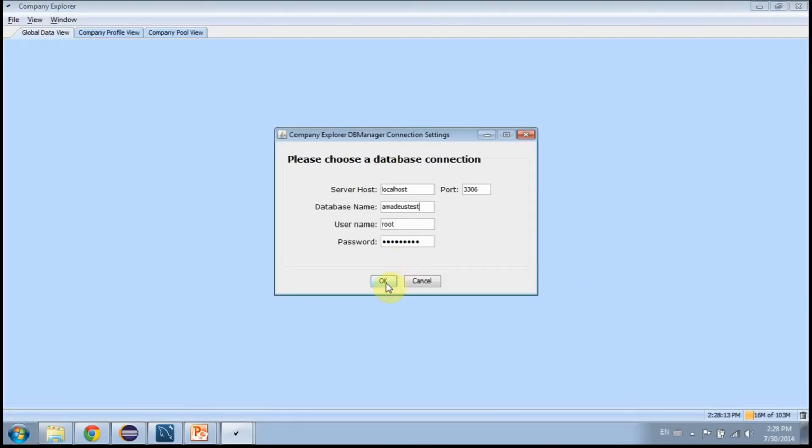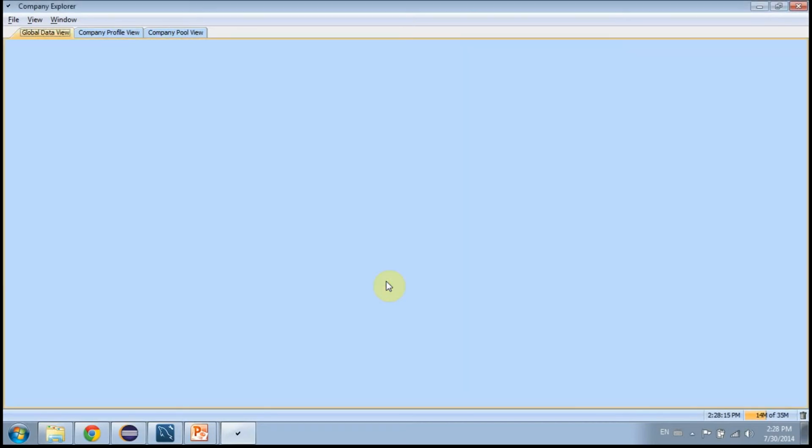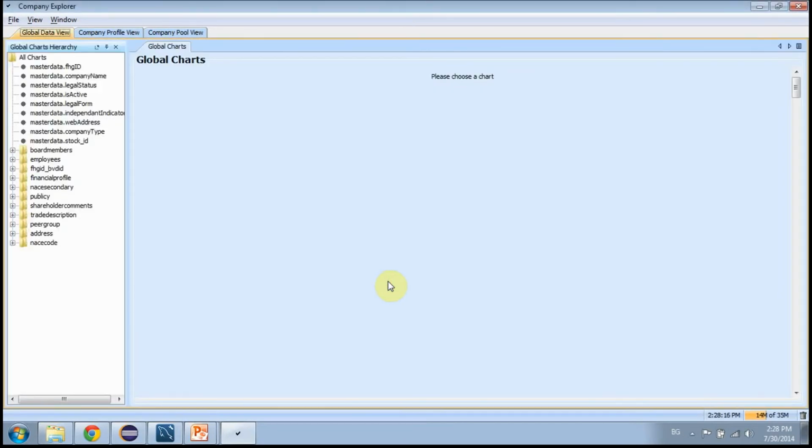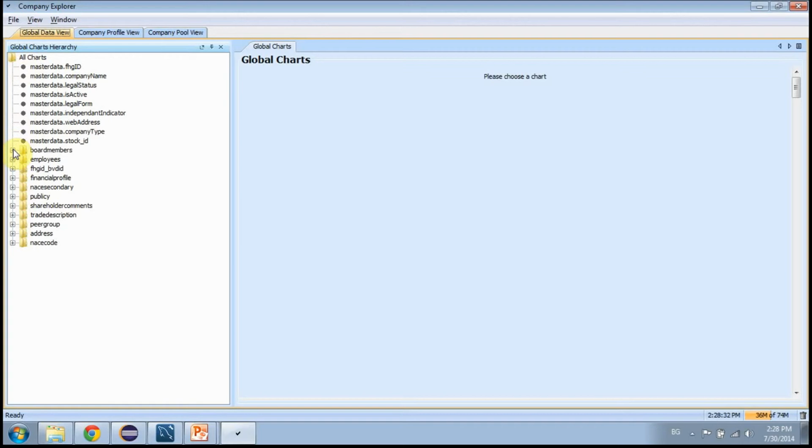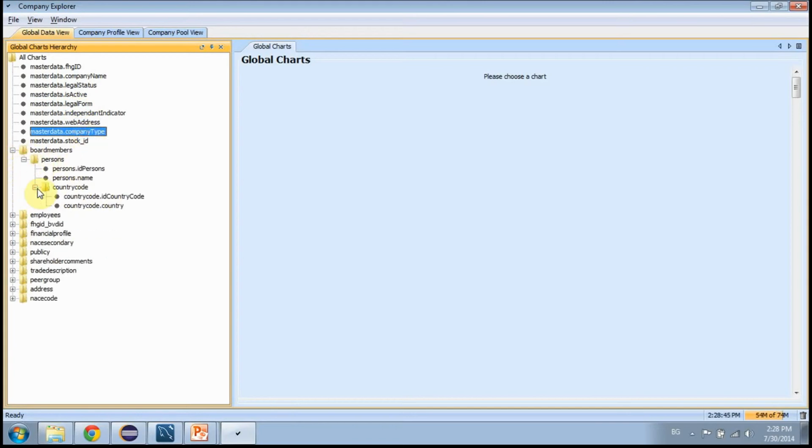I will connect to a database which stores financial data for a couple of thousands of companies. And let's see, what do we have here on the left? It is the type of data that we have. We have a company name, we have the legal status, legal form, web address, the type of the company. We have board members. For some of the companies, we have employees.